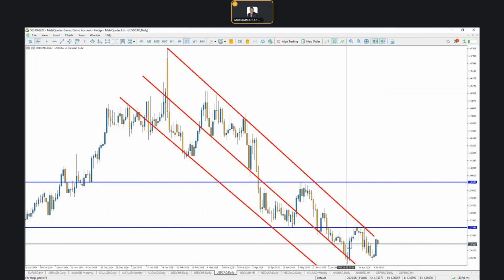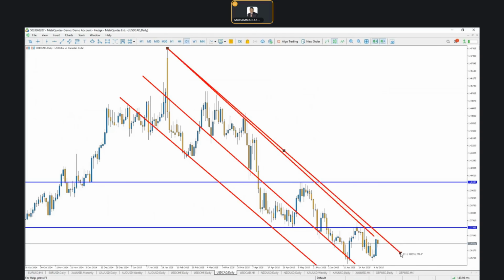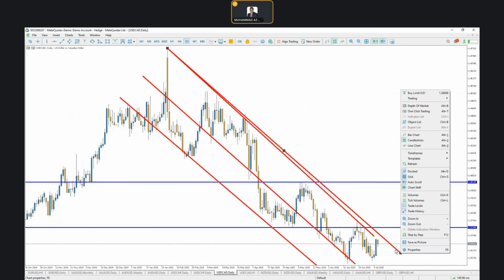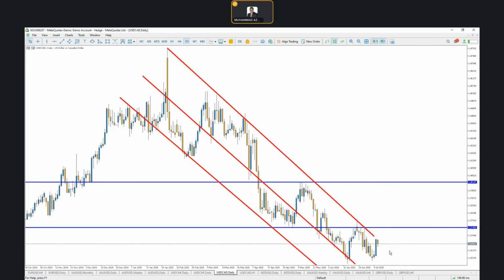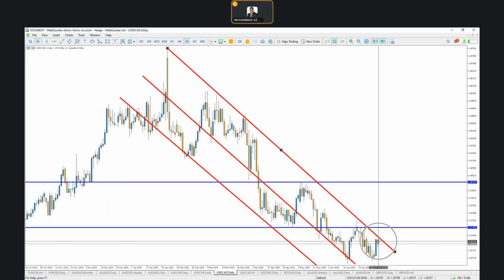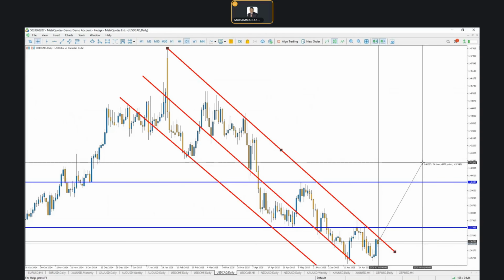Right now, the trend is clearly bearish in the USD CAD currency pair. However, price action could change this trend as well. Like we might get a bullish breakout, something like this.